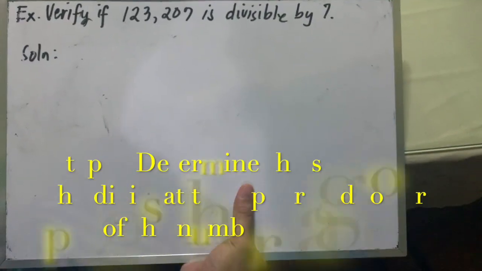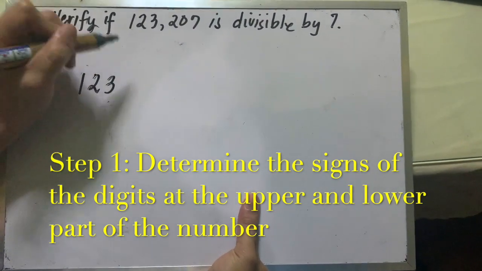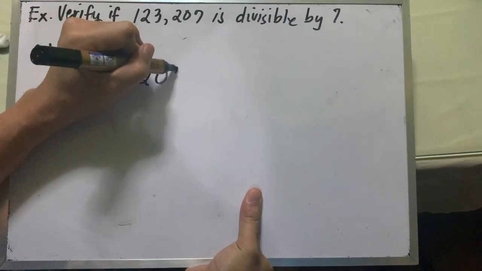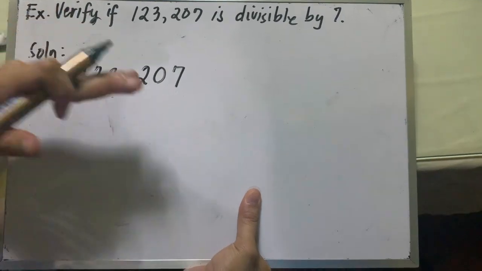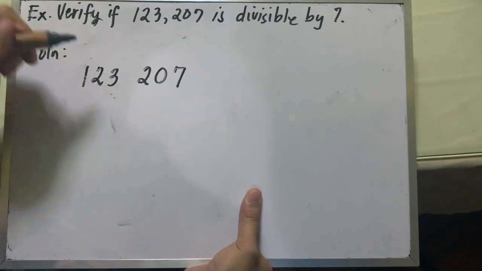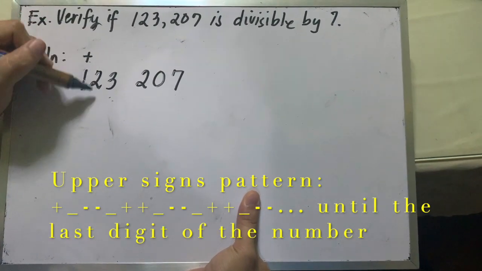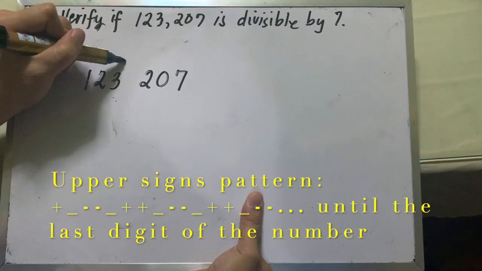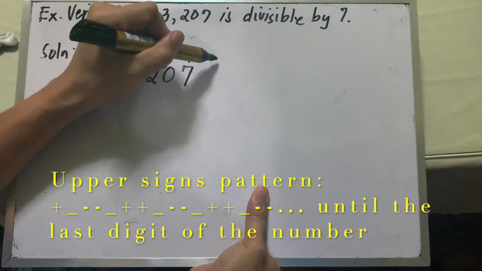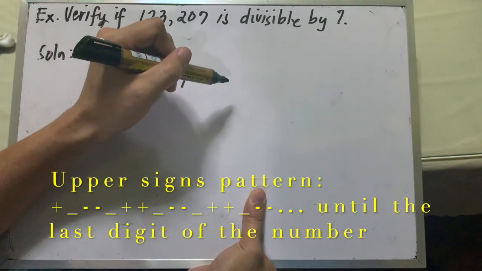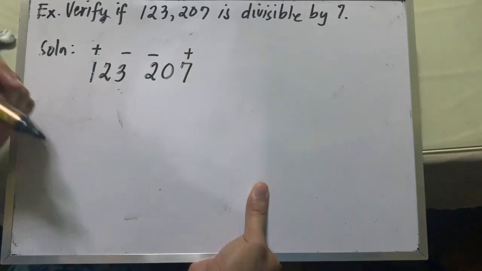Now, how do we execute algorithm number 2? First, we need to copy the number given, which is 123,207. Then we use the digits and the signs, like the positive and negative, on top and below of these digits. So the first thing to do is put a positive sign on the first digit from left to right, and we skip its next digit. Then we put negative on the next and negative, and skip, positive, positive, and skip, negative, negative, and skip until the last digit of the given number.